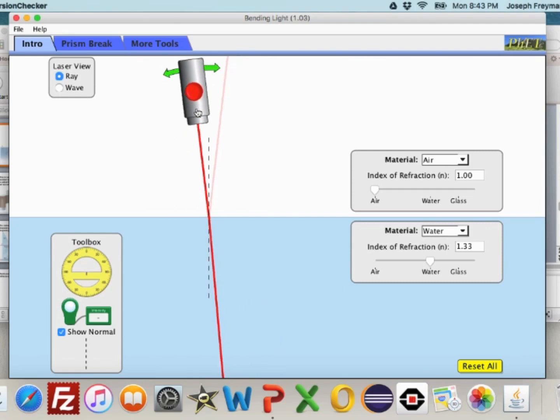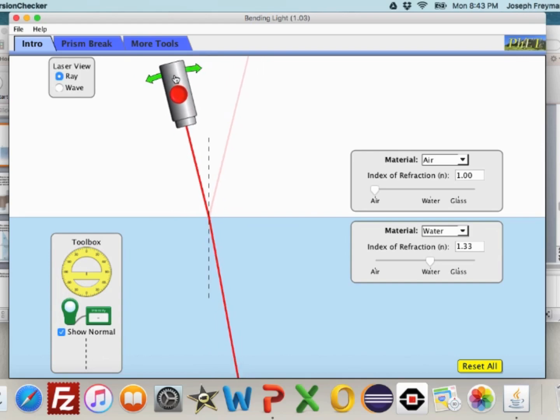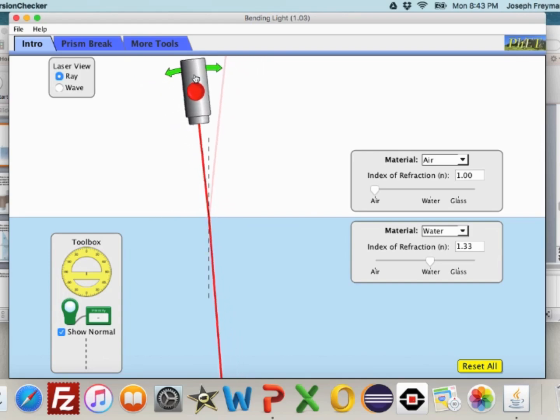And then when I hold it directly above, notice that there's no refraction at all. The light goes straight down into the water, and of course the light slows down once it's in the water, but it doesn't bend at all because the angle of incidence is 0. Remember, angles are always given in reference to the normal, and so when the angle of incidence is 0, there's no refraction at all.